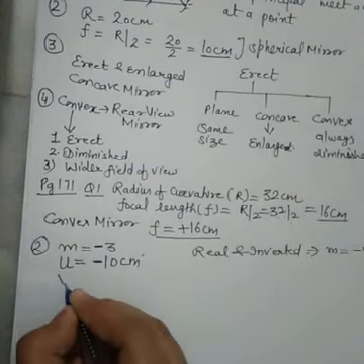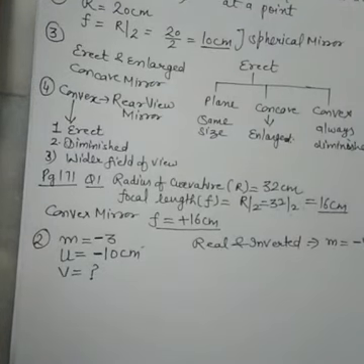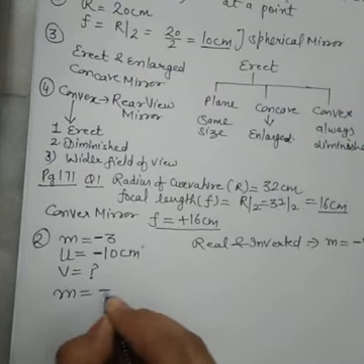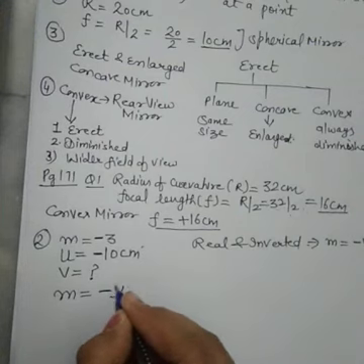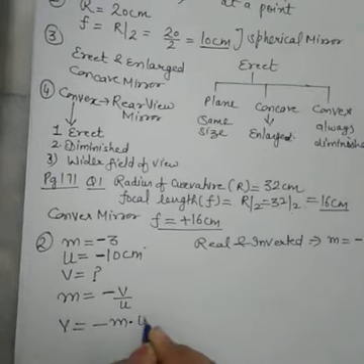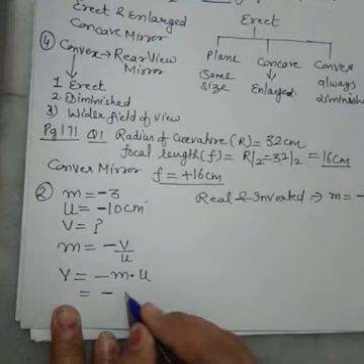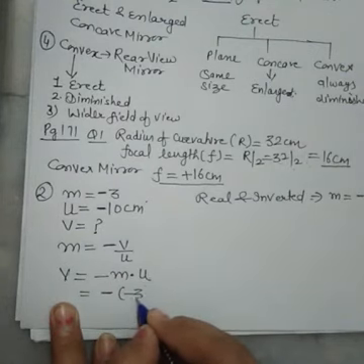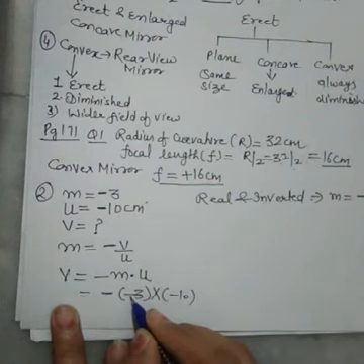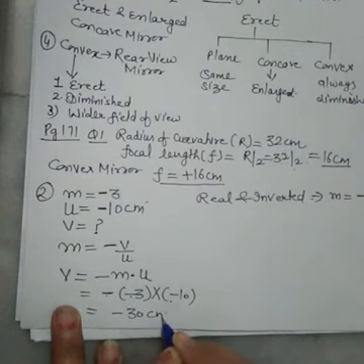We have to find out v. What is v? v means the location, position of the image. What is m? m is equal to minus v upon u. We have to find out v, so v is equal to minus m into u. We substitute the values: minus, m is minus 3, u is minus 10. Minus minus plus, plus minus minus. So overall minus 30 centimeter.